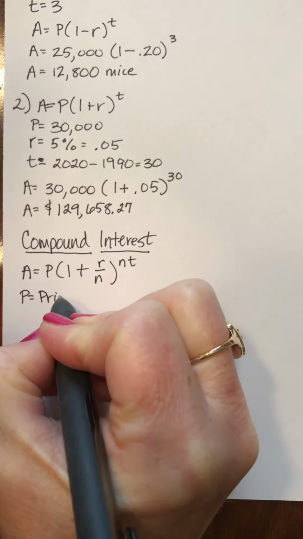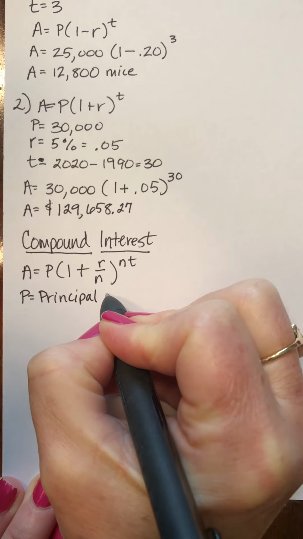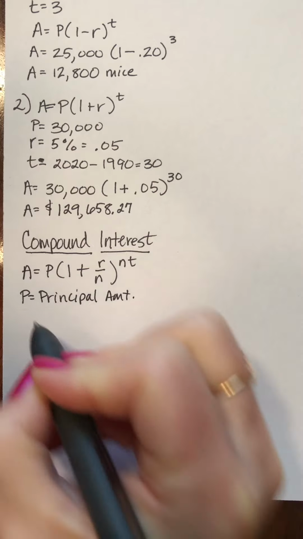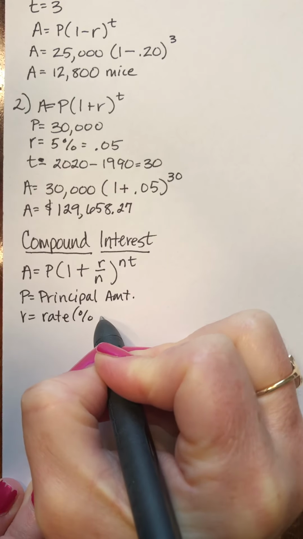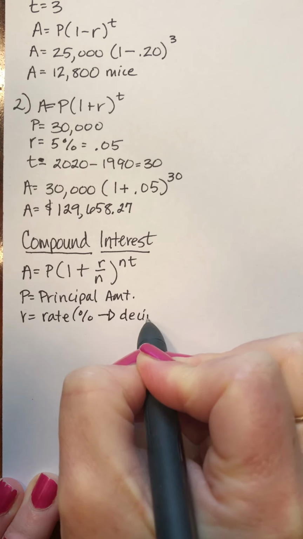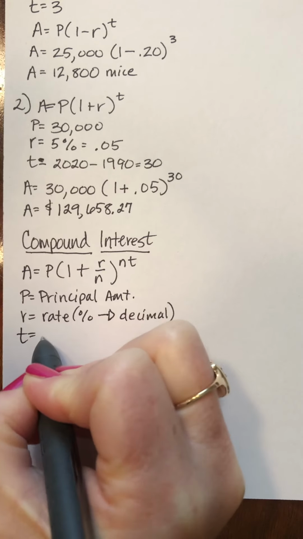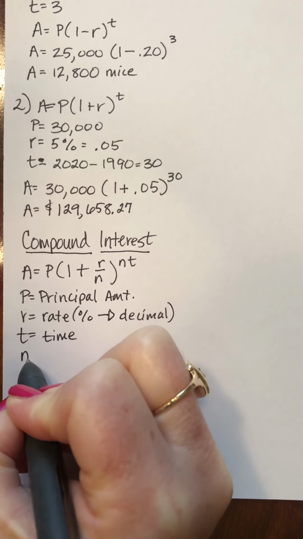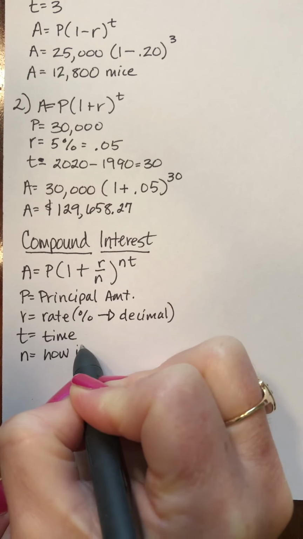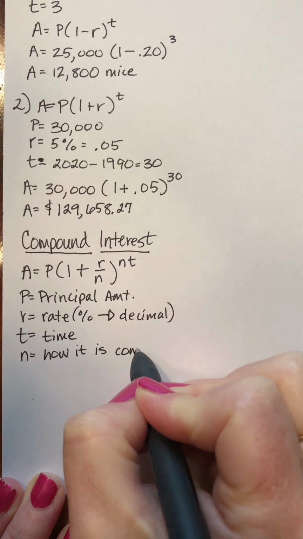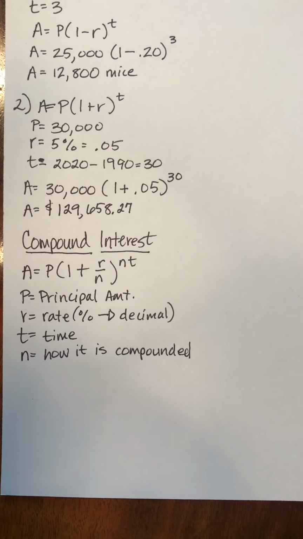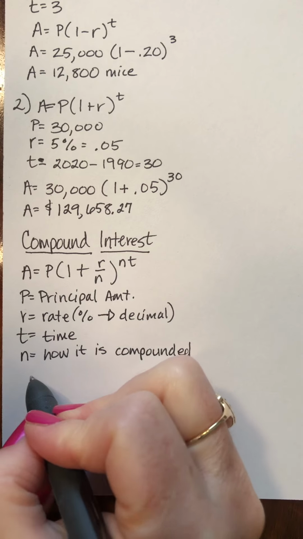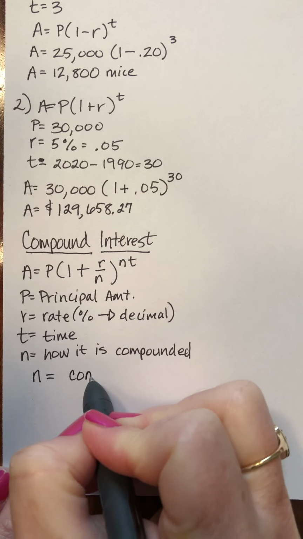Again, P is going to be the principal amount of money, what you're starting out with. R is going to be the rate, which is the percent that you're going to change to a decimal. T is the time in years, but now N is going to be how it is compounded, and it can be more than one thing. So when you're reading these problems, you're going to see compounded yearly or compounded monthly or compounded quarterly. So let's look at N and how it's compounded.